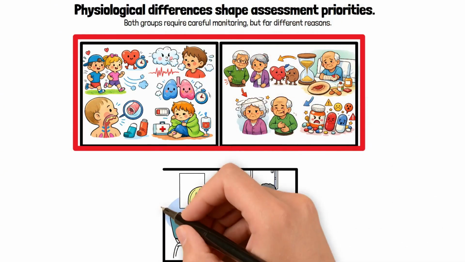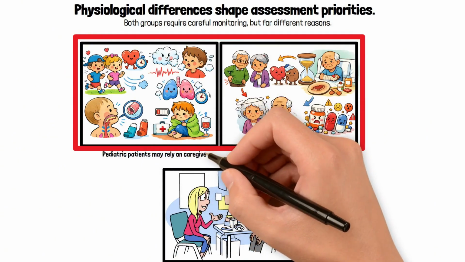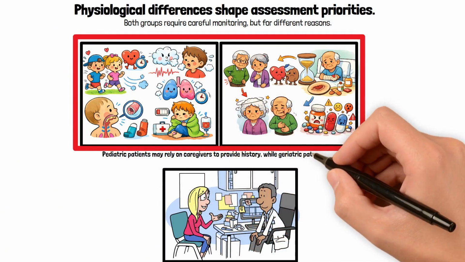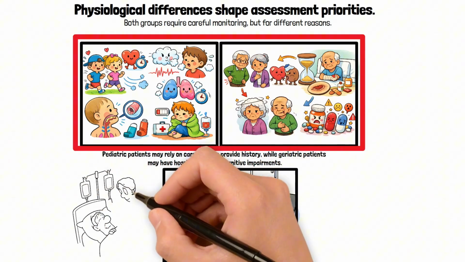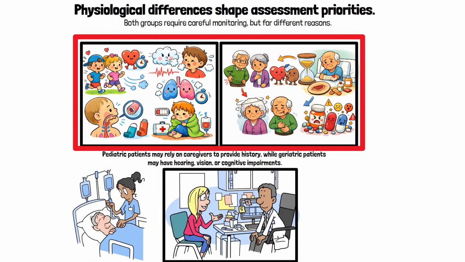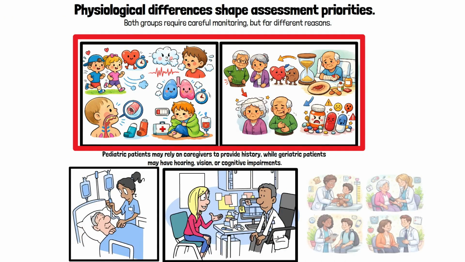Communication also changes. Pediatric patients may rely on caregivers to provide history, while geriatric patients may have hearing, vision, or cognitive impairments. Nurses adapt by using simple language, allowing extra time, and confirming understanding.